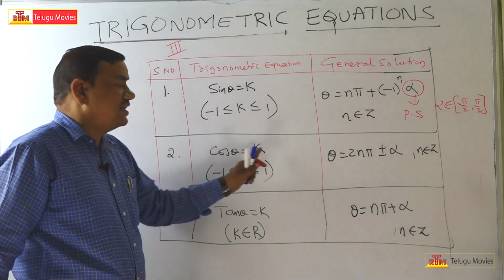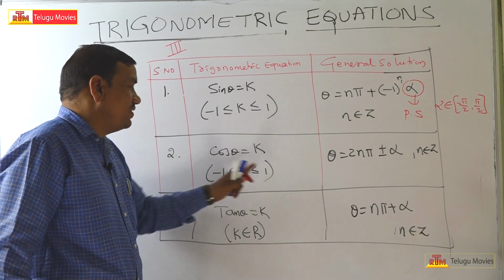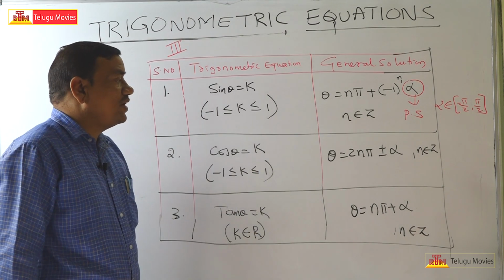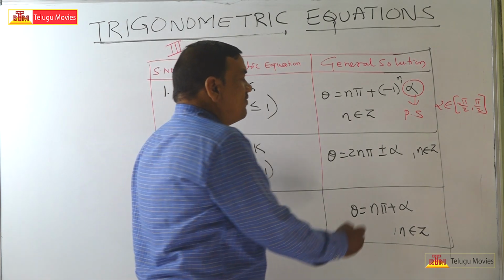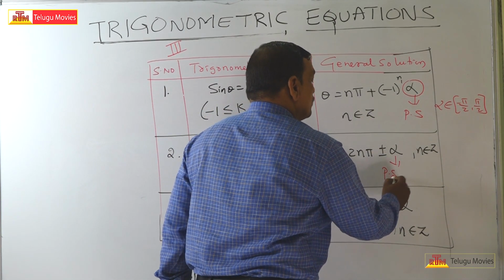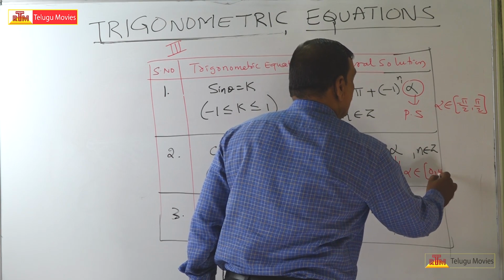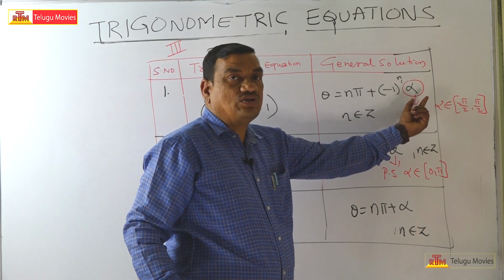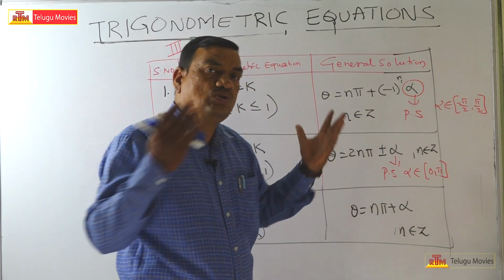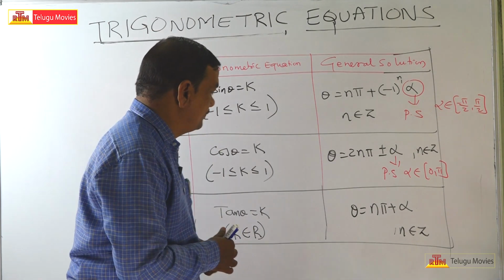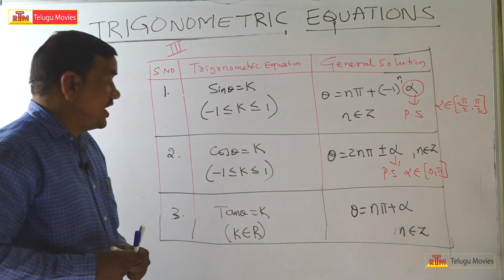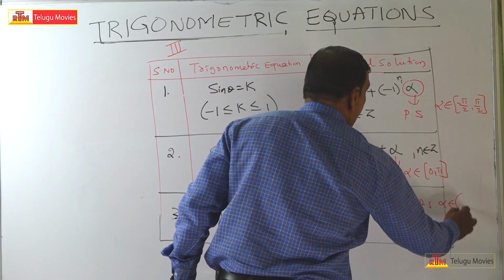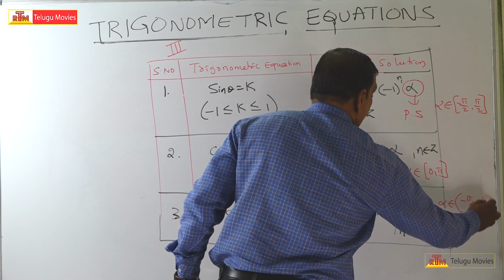Now, cos theta is equal to k, where k lies between -1 to 1. Then theta is equal to 2n pi plus or minus alpha. Here alpha is the principal solution and alpha belongs to the closed interval 0 to pi. So this is called the first solution, the principal solution. From this solution, the number of solutions will be generated. Here tan theta is equal to k, theta is equal to n pi plus alpha, where alpha is called the principal solution, alpha belongs to the open interval minus pi by 2 to plus pi by 2.